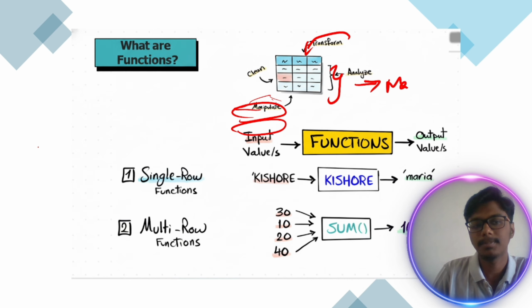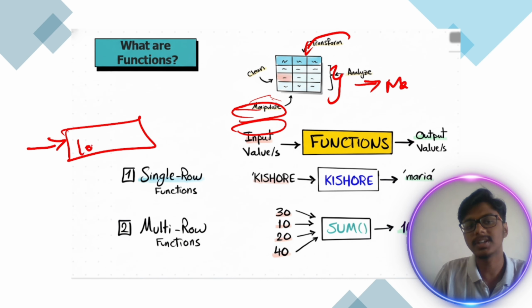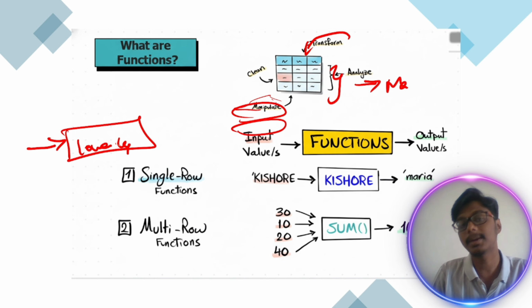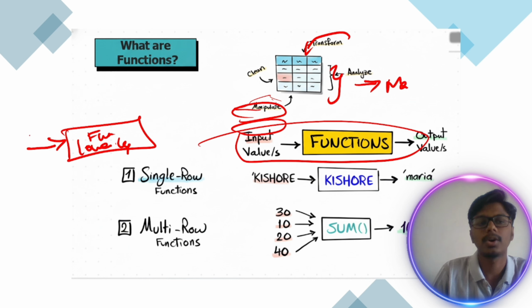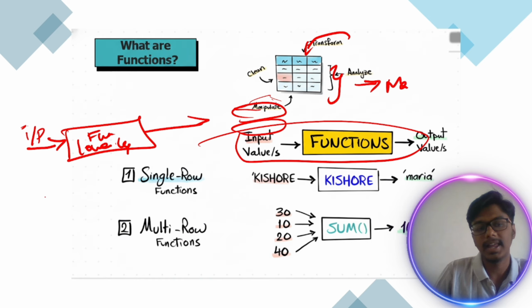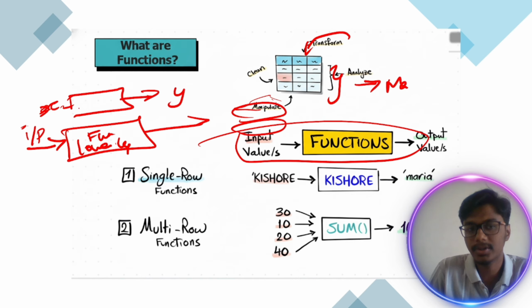Functions mean that if you give an input value to a function, whether it is the lower function, the upper function, the right function, or the left function, it has some functionality. Basically, functions have some functionality. If you give some input value, like x, to the function, it gives some output y. That's why we use functions.